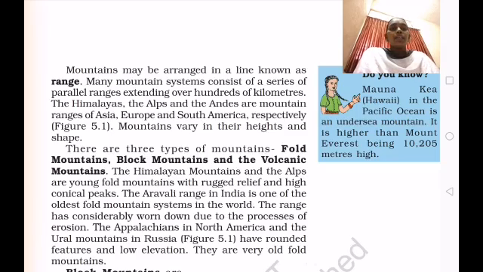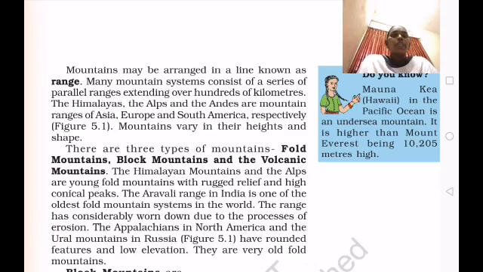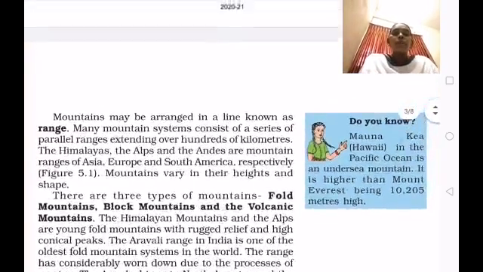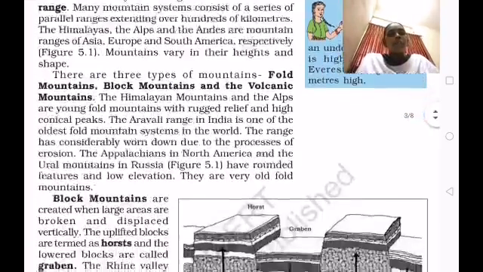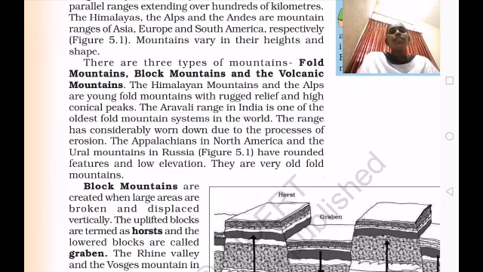There are different types of mountains. There are three types of mountains. One is the fold mountains, as I showed in the picture, then the block mountains and the volcanic mountains. So how many types of mountains are there? There are three types: fold mountains, block mountains, and volcanic mountains. The first picture I showed you is of the fold mountains.